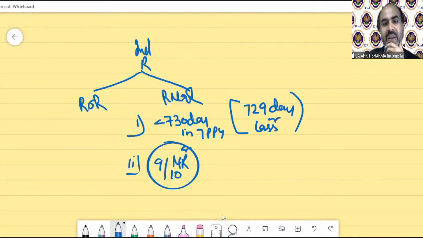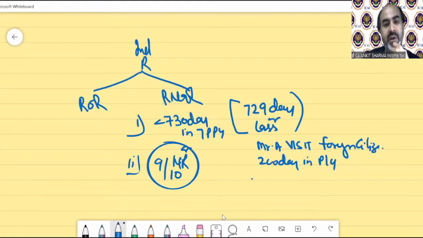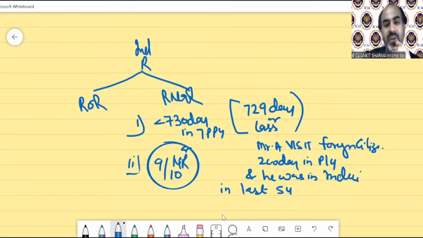With an example, I can tell you how you can see it. Like Mr. A, a foreign citizen, visits India for 200 days in the previous year, and he was in India in the last 5 years for 100 days, 150 days, 100 days, 0, and 100 days, respectively.